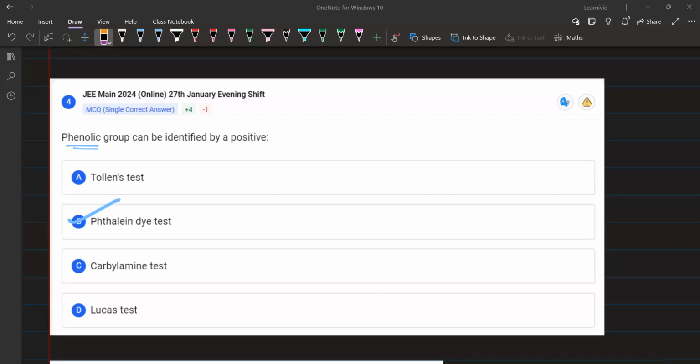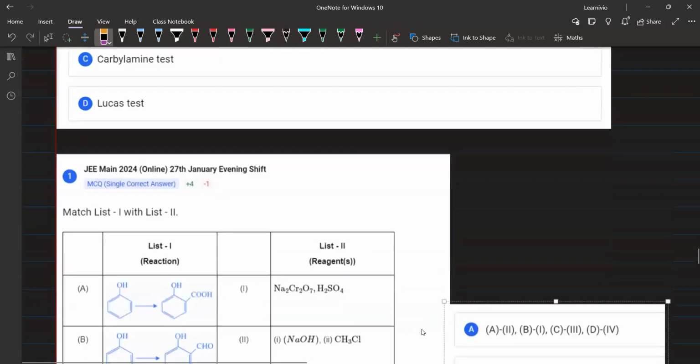So what is this phthalein dye test? It is nothing but phenolphthalein itself, okay? A major example of the phthalein dye test is phenolphthalein. Since phenol is acidic in nature, it is going to show a change in color, and it will turn pink.